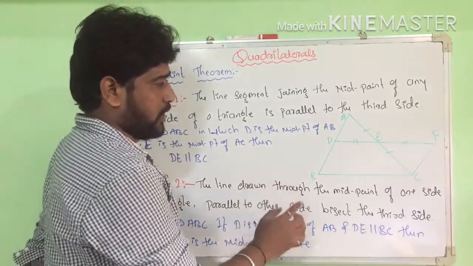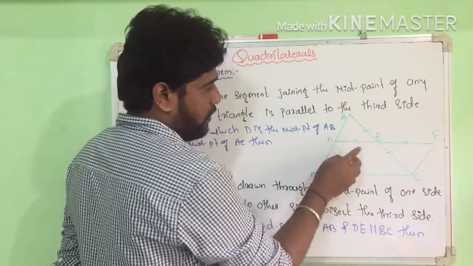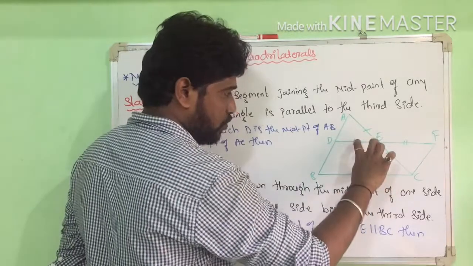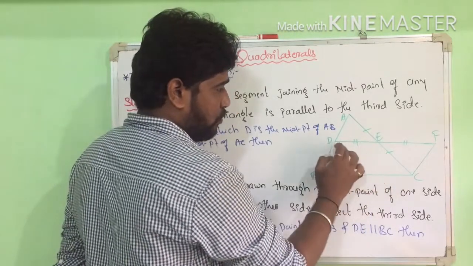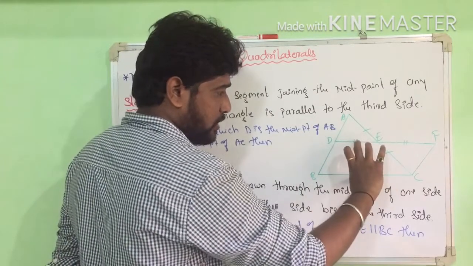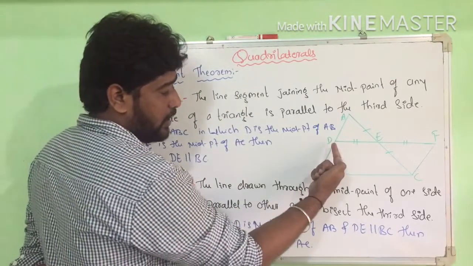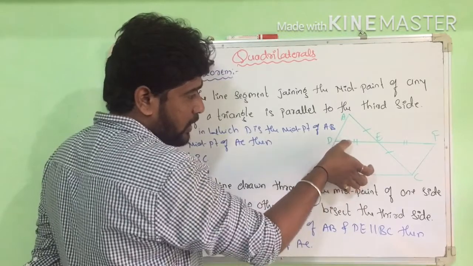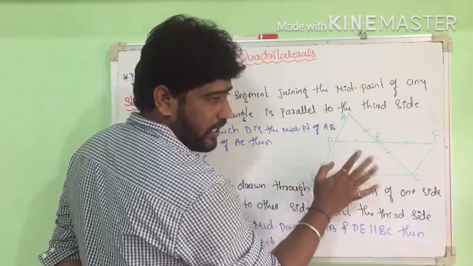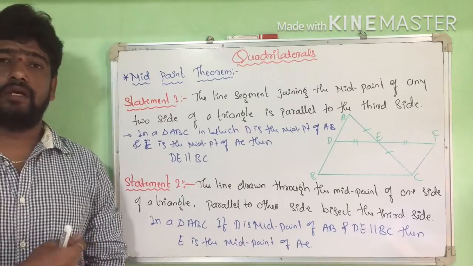So here two theorems are there. The first one: in a triangle ABC, D is the midpoint of AB and E is the midpoint of AC, then DE is parallel to BC. These two are parallel. If these two points are the midpoints of two sides, then automatically the line segment is parallel to the third side, right? And the second theorem says that D is the midpoint of AB and DE is parallel to BC, then automatically E is the midpoint of AC. Is it clear? So this is all about properties of a parallelogram, and two theorems are there.